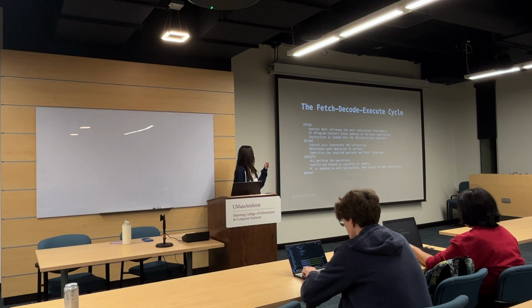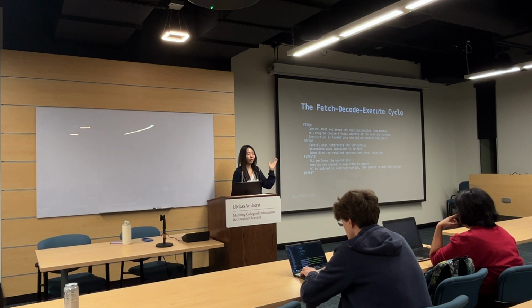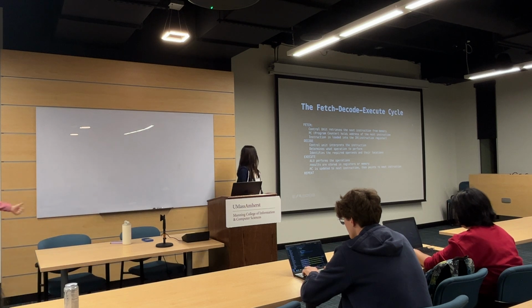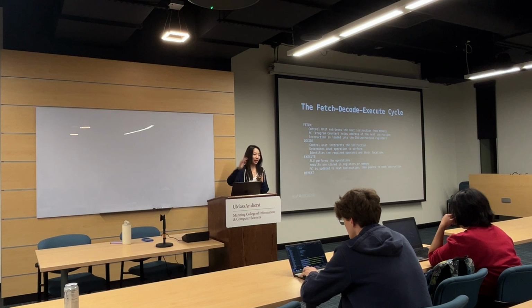Okay. So our decode, which is our next step, is where our control unit interprets the instruction, understands what it's doing, and then determines what operation it needs to perform, maybe division or addition. Then it'll identify the required operands and their locations, like the functions it has to go to, or where you need to go to perform this task.